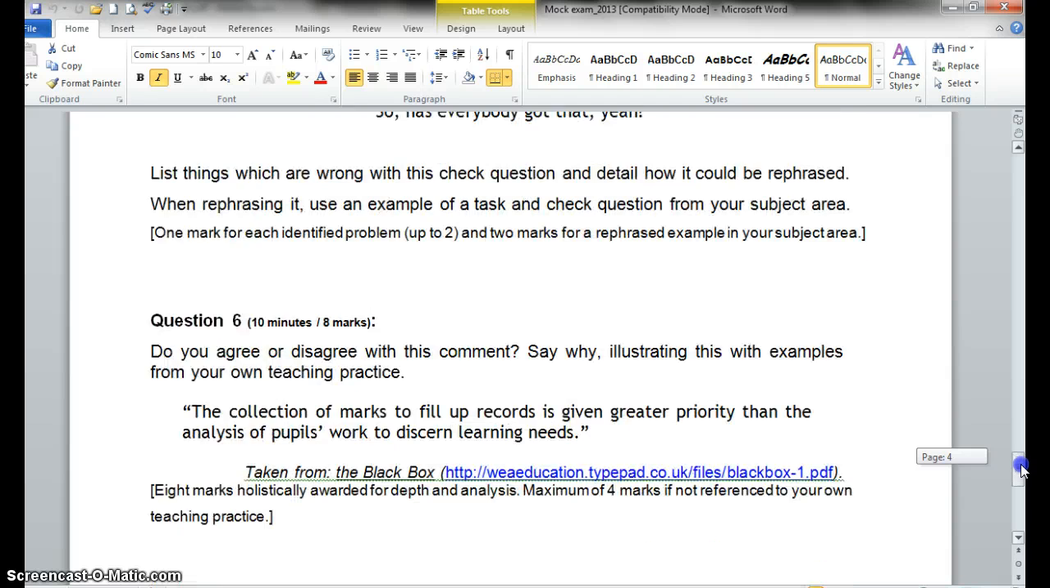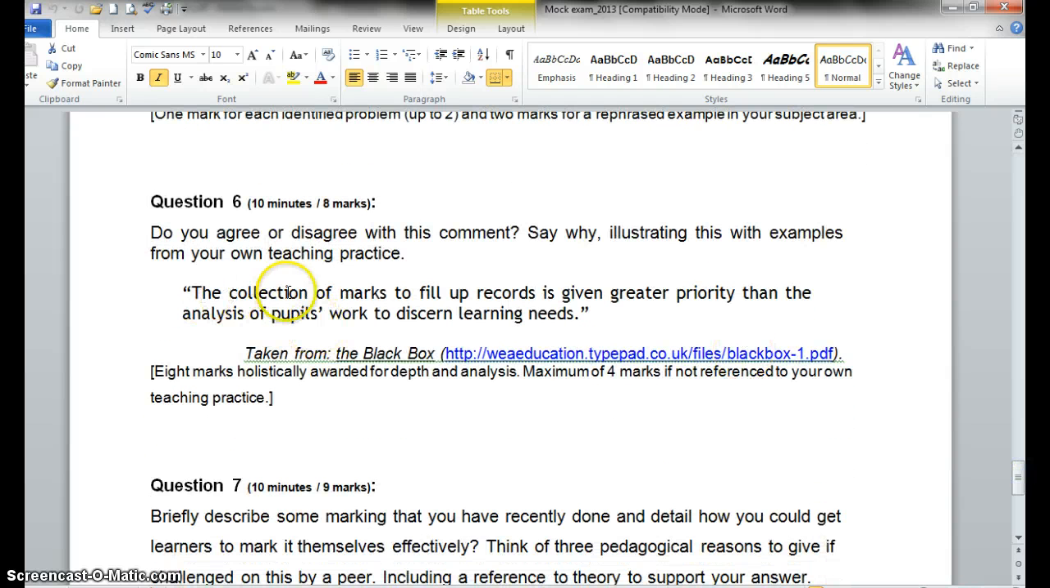So yeah, the collection of marks to fill up records is given greater priority than the analysis of pupils. So this is all about how the person who wrote this article, The Black Box, which I suggest you read again before the exam, I sent you guys the summary. He has quite a negative view of how exams and assessment are used in education. His idea is that in many places teachers just record results and give tests because they have to, rather than to actually help students learn and to focus on what students need and where their strengths and weaknesses lie.